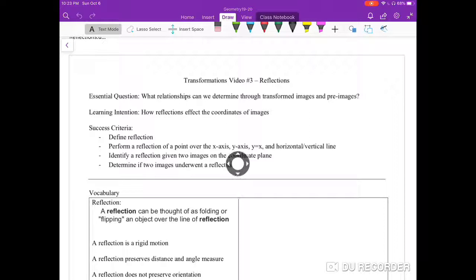By the end of this video, you should be able to define a reflection, perform a reflection over the x-axis, y-axis, y equals x, or a horizontal or vertical line, identify a reflection given two images on a coordinate plane, and determine if two images underwent a reflection. So first, let's talk about what a reflection is.